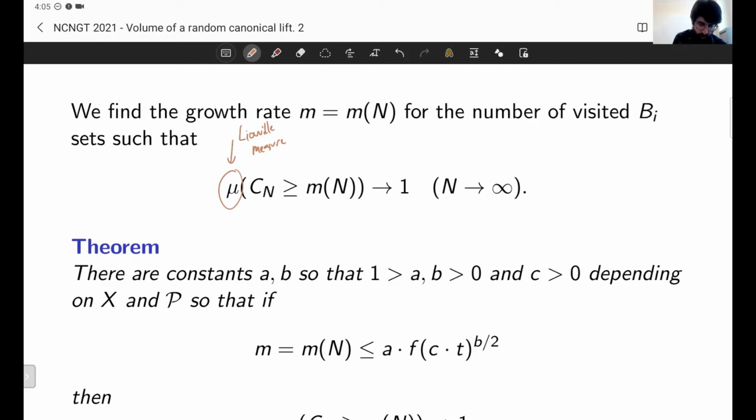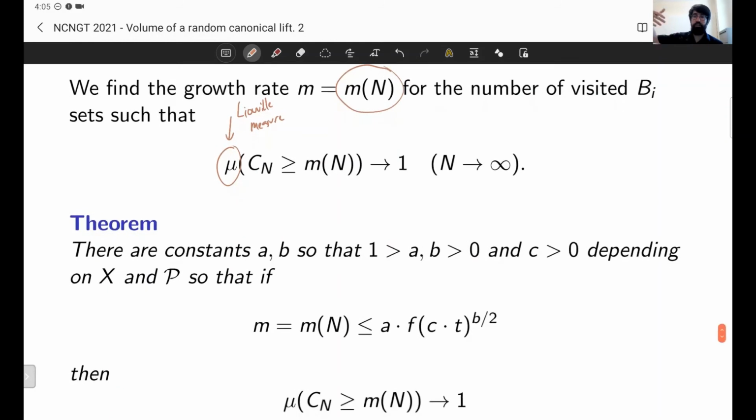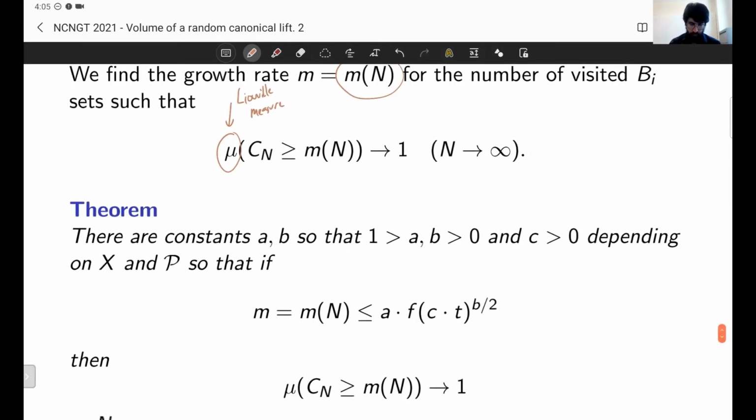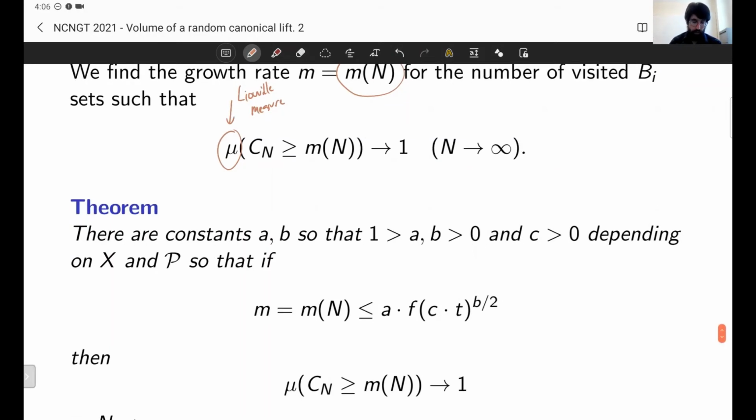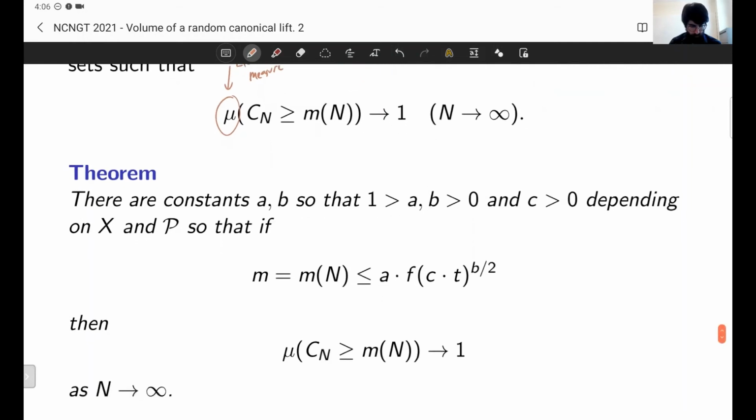Okay, so we want to find some growth rate depending on this total number of steps such that this probability goes to 1. Okay, so as we let the flow go to infinity, we end up visiting with high probability a number of distinct sets that's at least as large as this growth rate, and with probability 1.